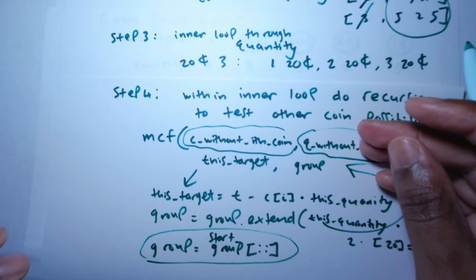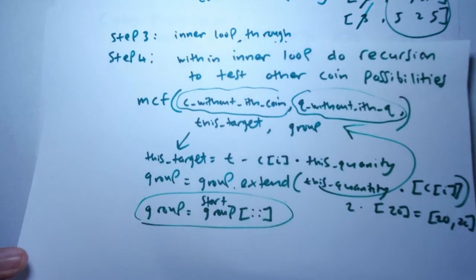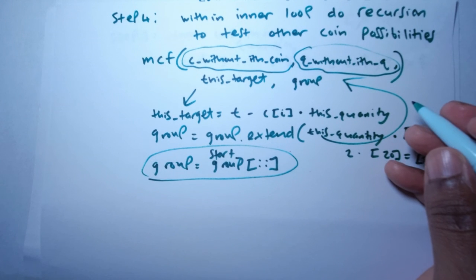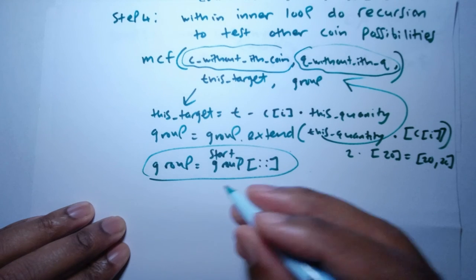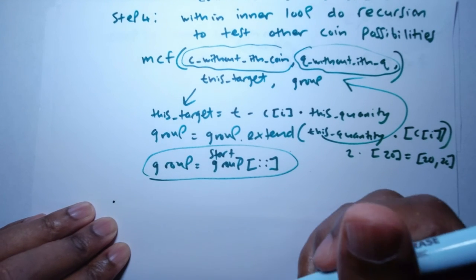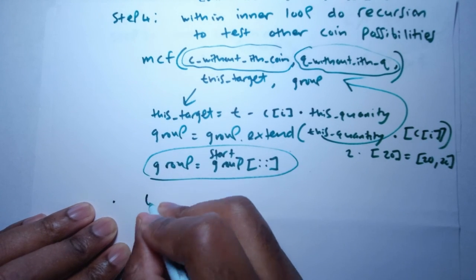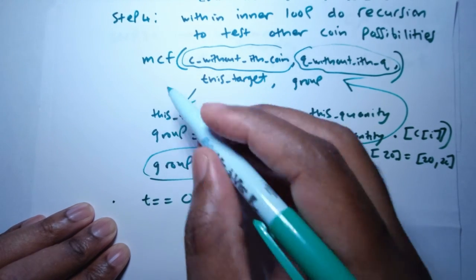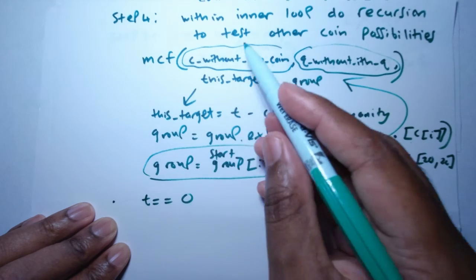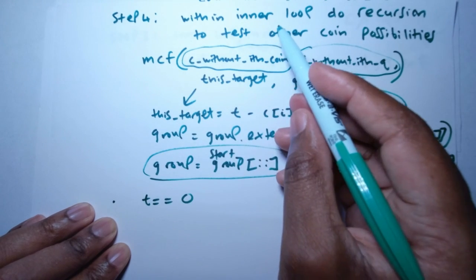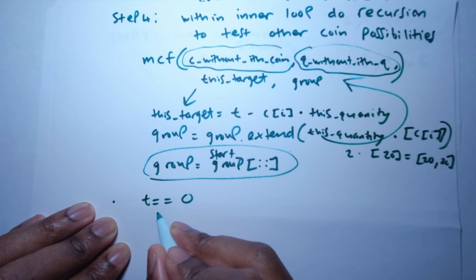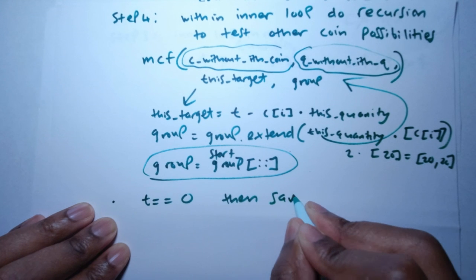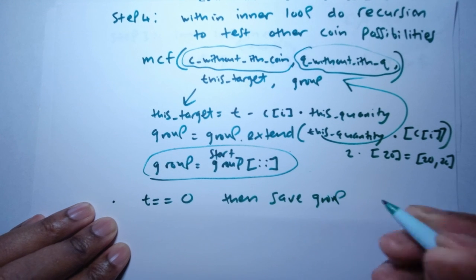One thing that I forgot to mention is how would you know when to stop? Or more importantly, how would you know when to save that particular group? So you would save a group once the target is equal to 0. So as you're looping through here, once you're in the inner loop, which is for quantity, if you ever have a circumstance in which your t is equal to 0, then save group. So you want to hold on to that group.